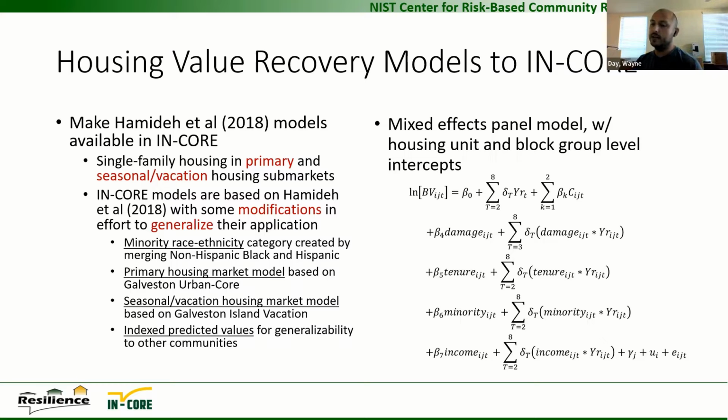So we've got some data coming from the parcel level and some data coming from the block group level, the minority race category and median household income. So the block group level intercepts better account for those different levels of data that are coming through the model.